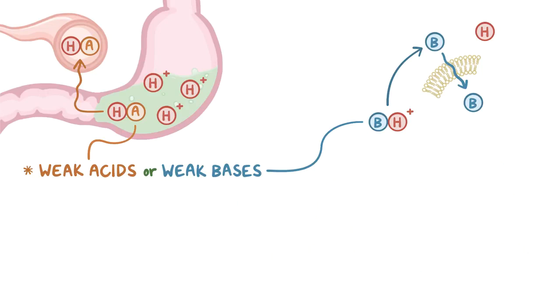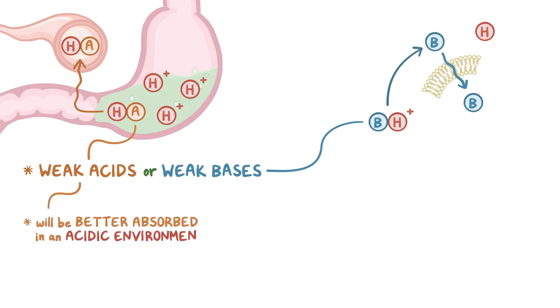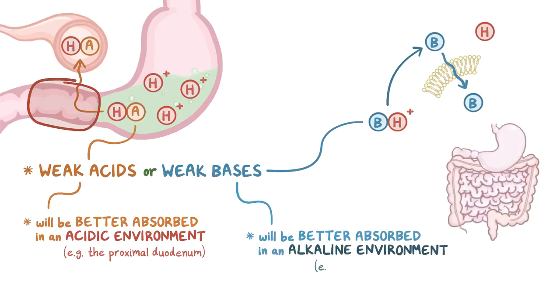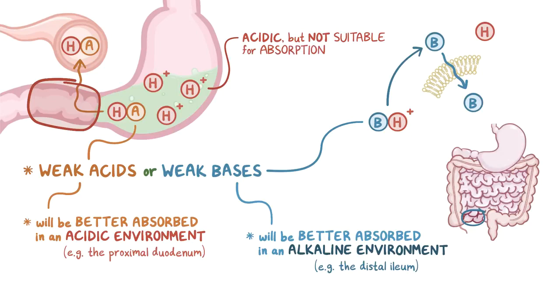So, in other words, weak acid medications can be better absorbed in an acidic environment, like the proximal duodenum, in contrast to weak basic medications which are more likely to get absorbed in an alkaline environment, like the distal ileum of the small intestine. Keep in mind that even though the stomach is acidic, it's not suitable for the absorption of even weak acids, mainly because of its thick mucus layer.